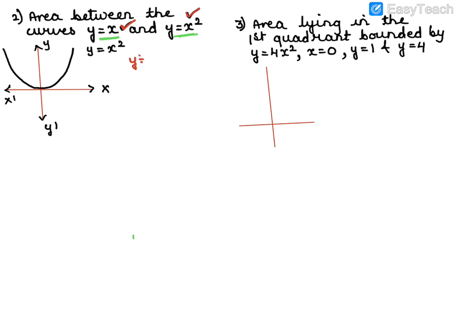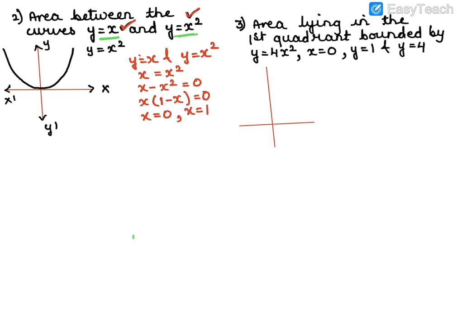I am equating y is equal to x and y is equal to x square, so I will come to know where this line cuts the parabola. So x is equal to x square, which means x minus x square is equal to 0. If I take x common, x(1 minus x) is equal to 0, which gives x as 0 or x is 1. If x is 0, then I get y is equal to 0, and if x is 1, I get y is equal to 1. Therefore, the points are (0, 0) and (1, 1).